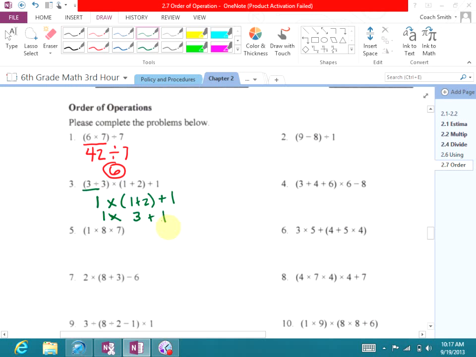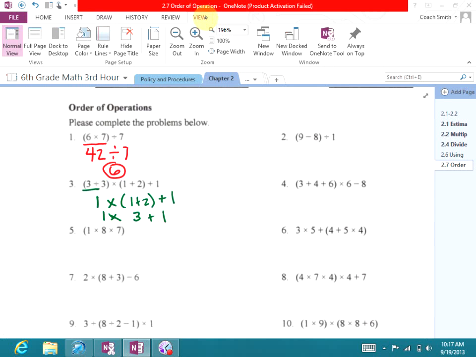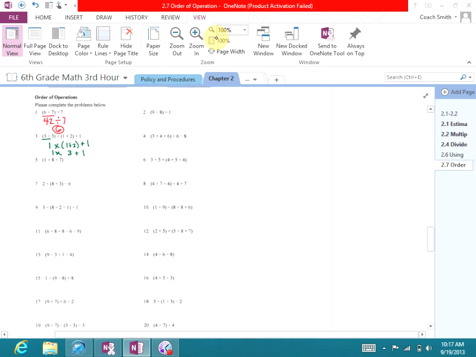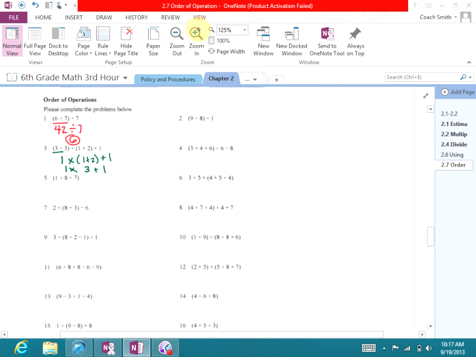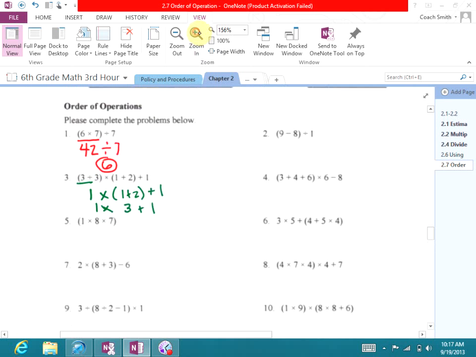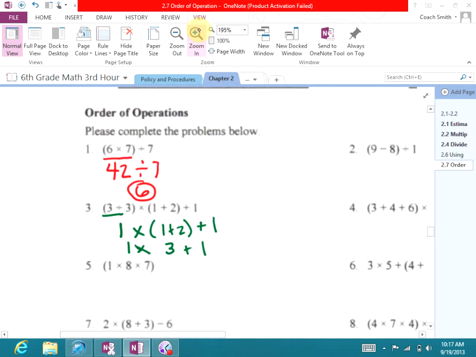And I'm running out of room because my pen writes bigger than I need it to write. Plus my view is probably, yeah, that's why. Because my view is 196. So if I shrink it down, that's still not going to help me. Yeah, it's still not going to help to make it bigger either.